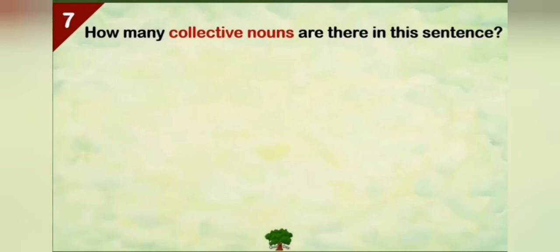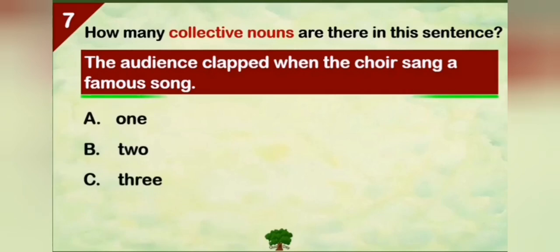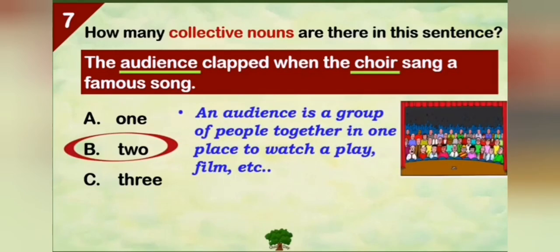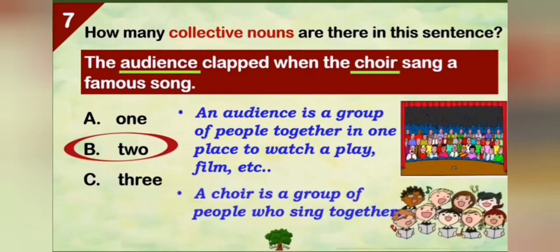Let's take a review of the previous lesson. How many collective nouns are there in this sentence? The audience clapped when the choir sang a famous song. Come on, give me your answer. Correct. That's two. Audience and choir. An audience is a group of people together in one place to watch a play, film, etc. And a choir is a group of people who sing together. So, very well done.